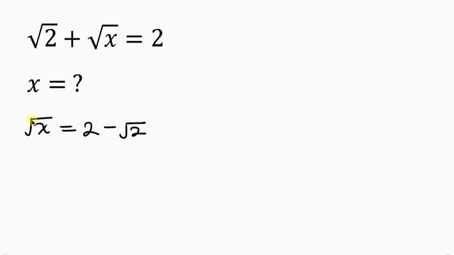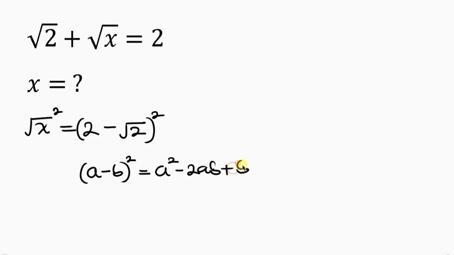Now, to get rid of this square root, we have to take the square of both sides. So I'll square the left, I'll also square the right hand side. Now notice that the right hand side is of the form a minus b all raised to the power of 2, and this has an identity of a squared minus 2ab plus b squared. Now by comparison, you see that our 2 represents our a and our square root of 2 represents our b.